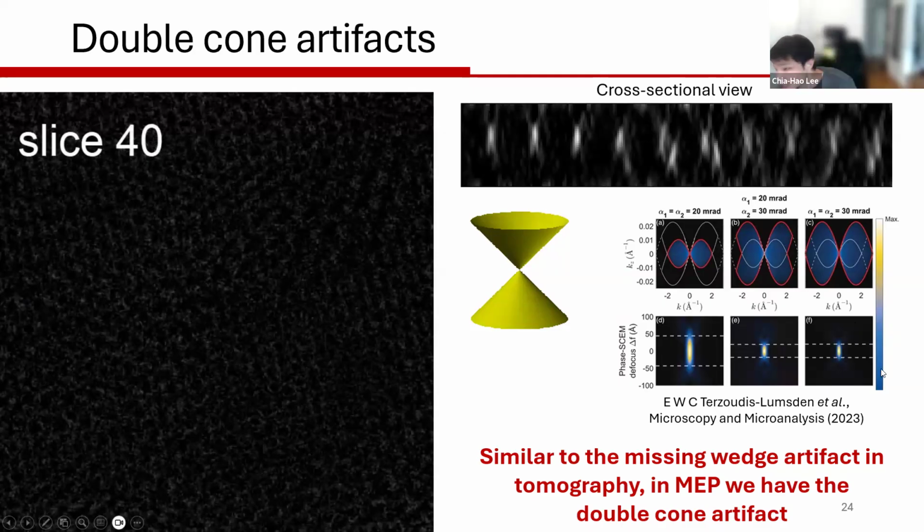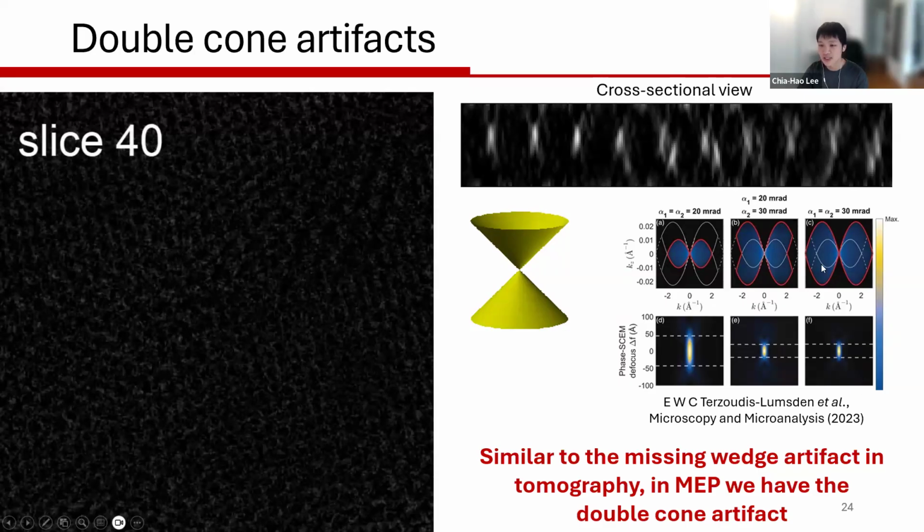You can see these tails. You may want to just check out the original paper. The contrast is not that great on the PowerPoint. But basically, this artifact is similar to the missing wedge artifact in tomography, in that we just have limited optical information in our diffraction pattern, especially for the convergence and collection angle. So you are seeing these edges.